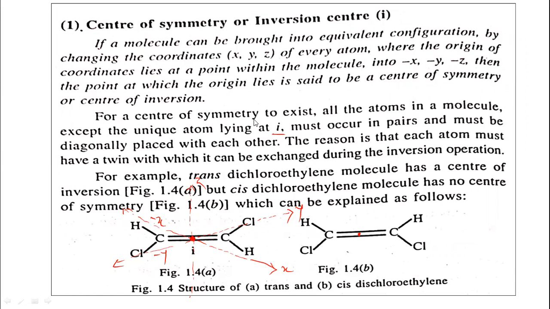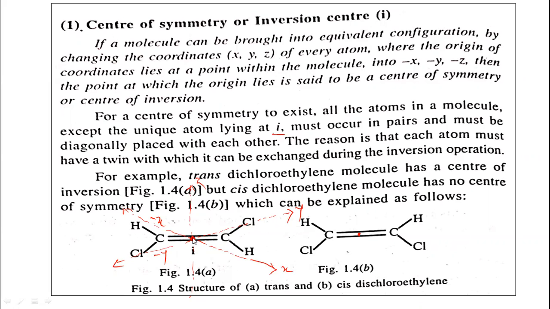Center of symmetry is a point at which the molecule can be brought into an equivalent configuration by changing the coordinates of every atom. We can change the coordinate of every atom, then the same atom lies at a point within the molecule on the opposite axis. Then the point at which the origin lies is said to be a center of symmetry or center of inversion.